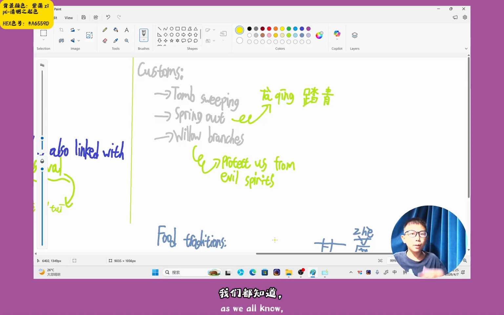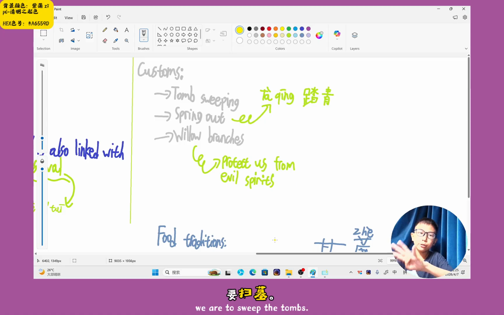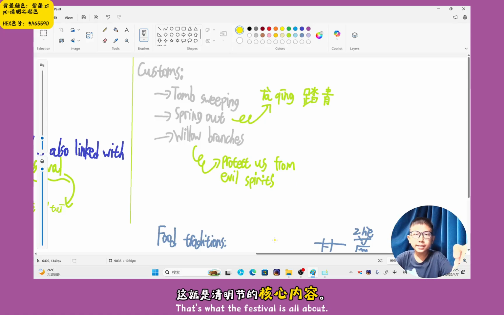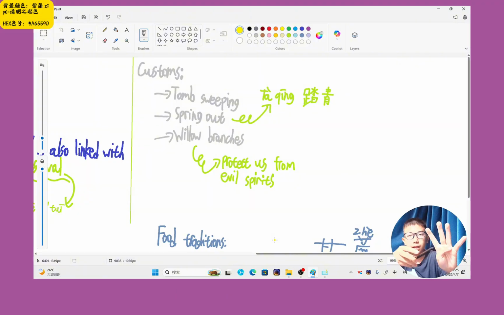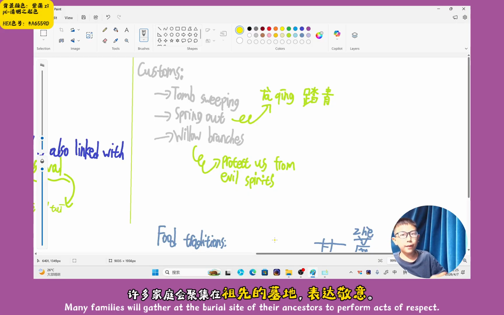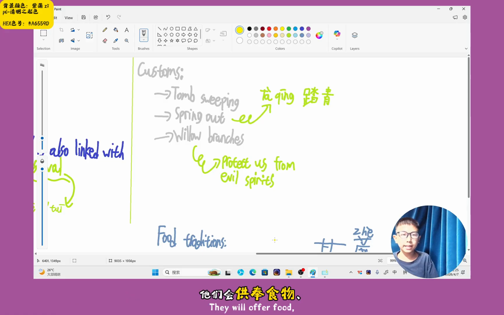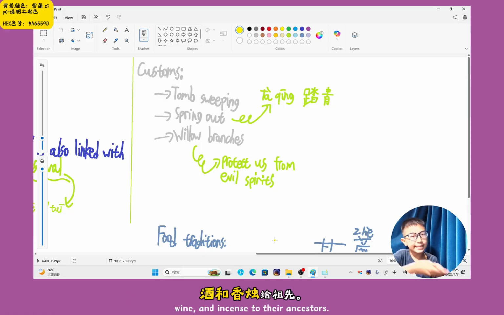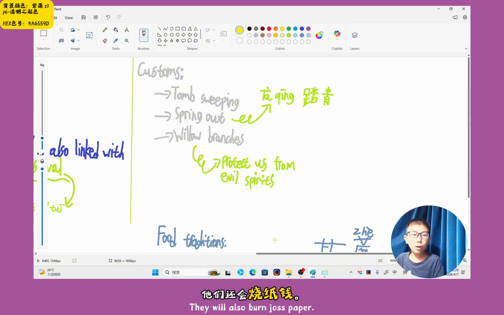For the customs, as we all know, we have to sweep the tombs. That's what this festival is all about. Tomb sweeping is one of the most central activities. A lot of families will gather at the burial site of their ancestors to perform some acts of respect. They will offer food, wine, and incense to their ancestors, and they will also burn joss paper.